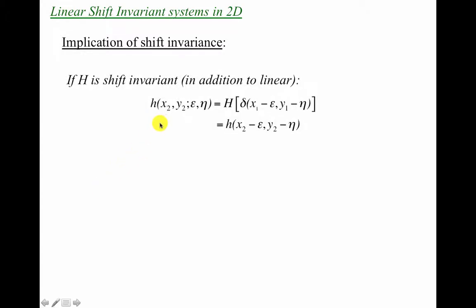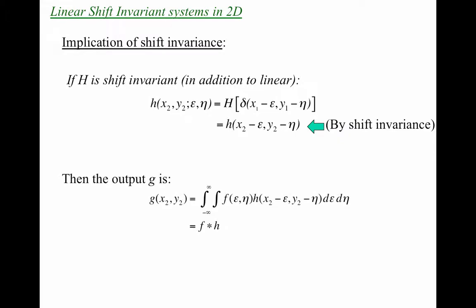Now, if our 2D system is not only linear but also shift invariant, then we can go back to our impulse response, which is the response of our 2D system to a delta function that's shifted by a certain amount, and we can define it simply as the impulse response to a delta function centered at 0, except shifted by the same amount as the delta function. We can insert this into our expression for g, which now becomes simply the 2D convolution between our input f and our impulse response h.